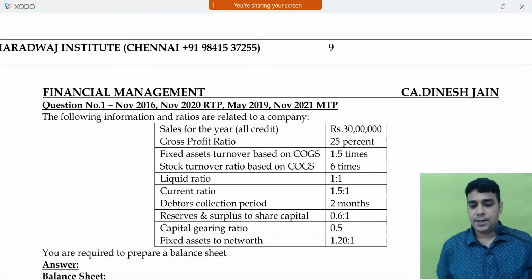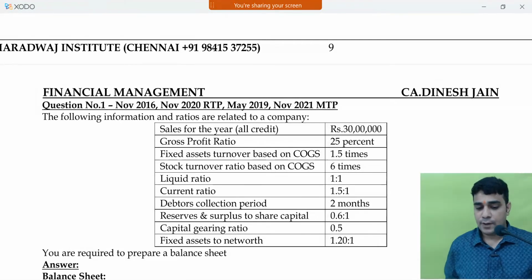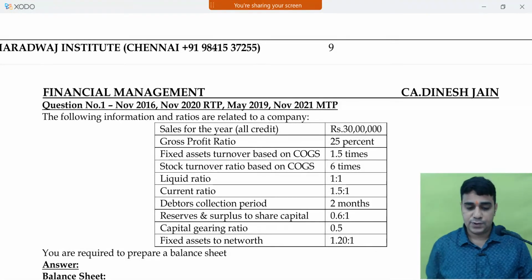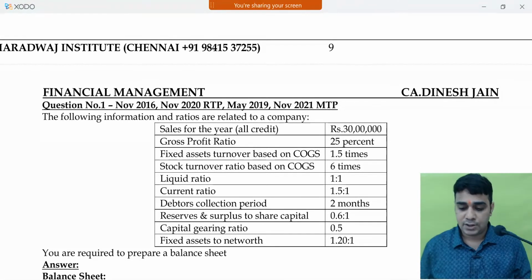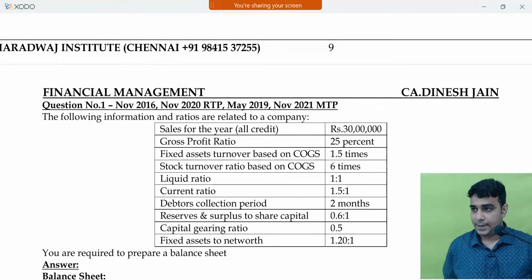Following information and ratios are related to a company: sales for the year, GP ratio, fixed asset turnover ratio based on COGS, stock turnover based on COGS, liquid ratio, current ratio, debtors collection period, reserves and surplus, capital gearing ratio, fixed asset to net worth. You are required to prepare a balance sheet.